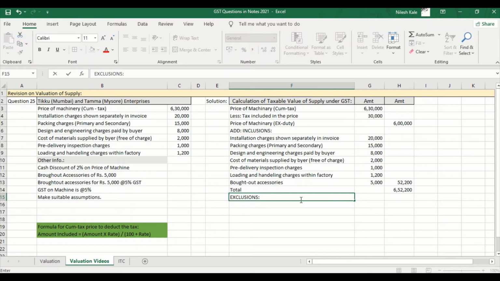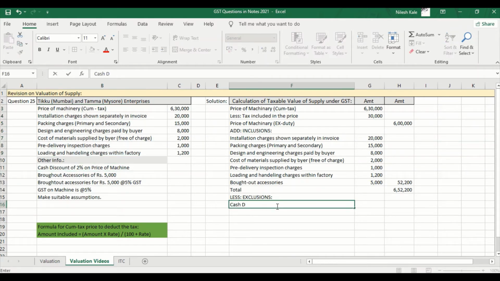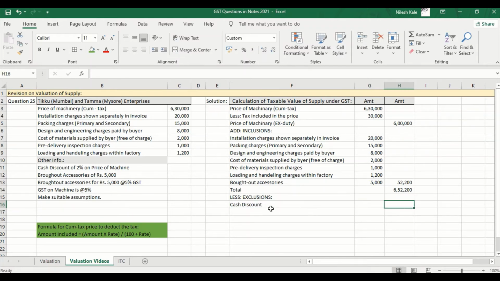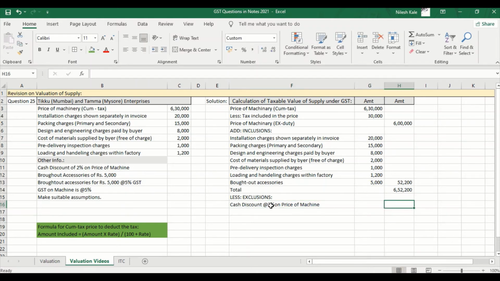And what I have to do with these exclusions? Less, I have to deduct this all, right? So what am I deducting? We have added everything here. Cash discount we have to deduct, and we have to calculate this cash discount at 2% on the price of machine. We have to calculate that 2% here.